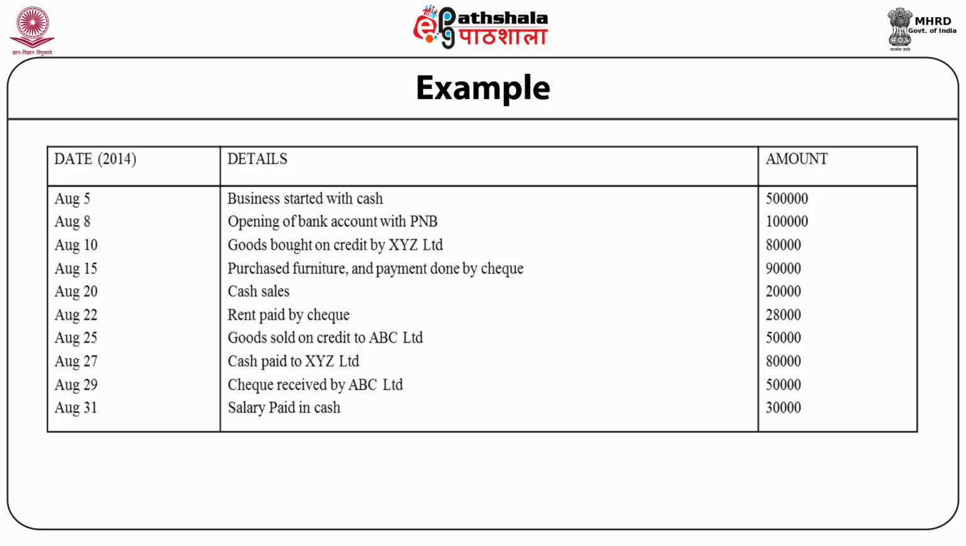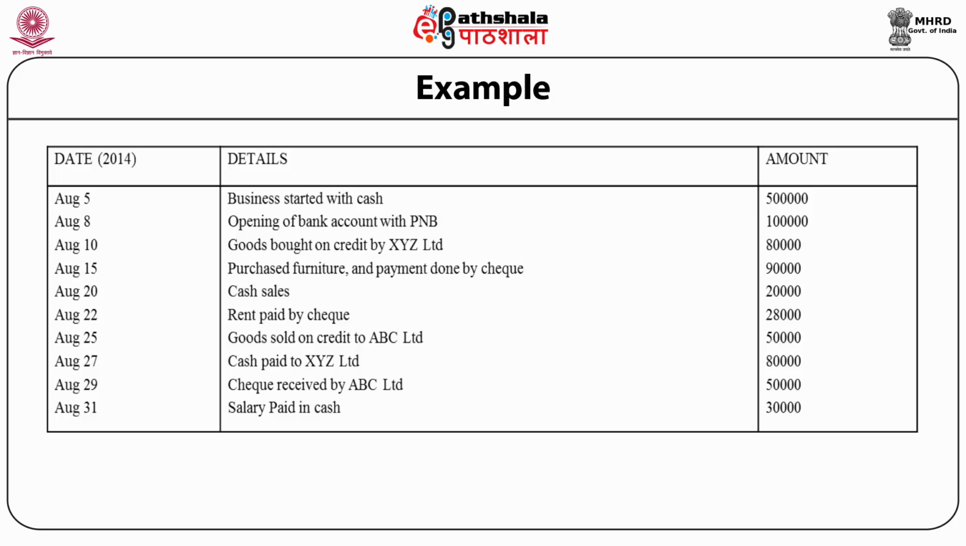August 25, ABC Limited account debit rupees 50,000 to sales account rupees 50,000. Summary: goods sold on credit. August 27, XYZ Limited account debit rupees 80,000 to cash account rupees 80,000. Summary: cash paid to XYZ Limited.